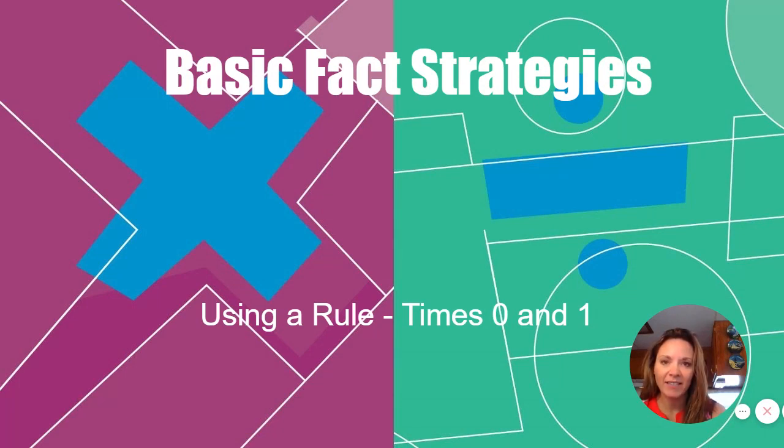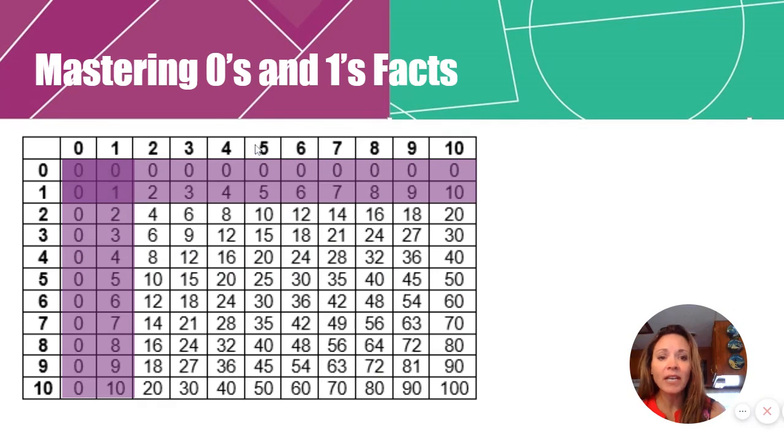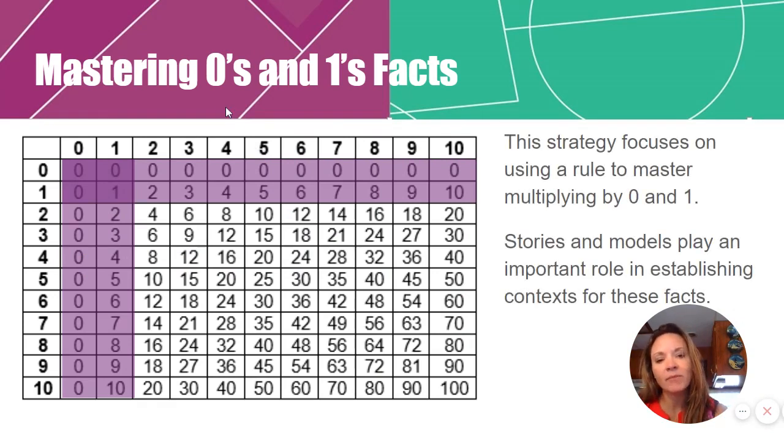And for today's lesson, we are focusing on the basic facts strategy of using a rule. It is for times 0 and times 1. If we look at our multiplication chart here, all the facts for the times 0 and times 1 rules are highlighted in purple. We can use a rule to help us master these facts. Stories and models play an important role in establishing context for these facts. So I'm going to present a few story problems on the next slide that I want you to think about.